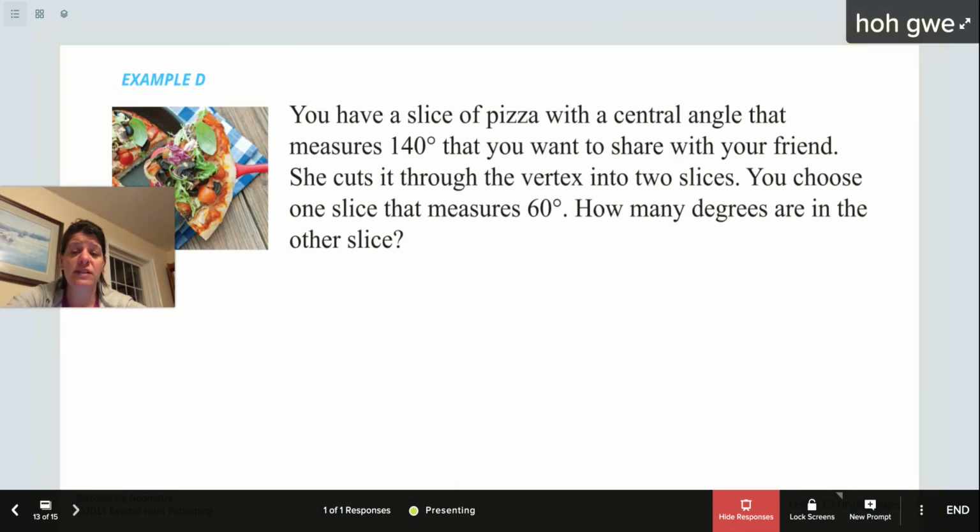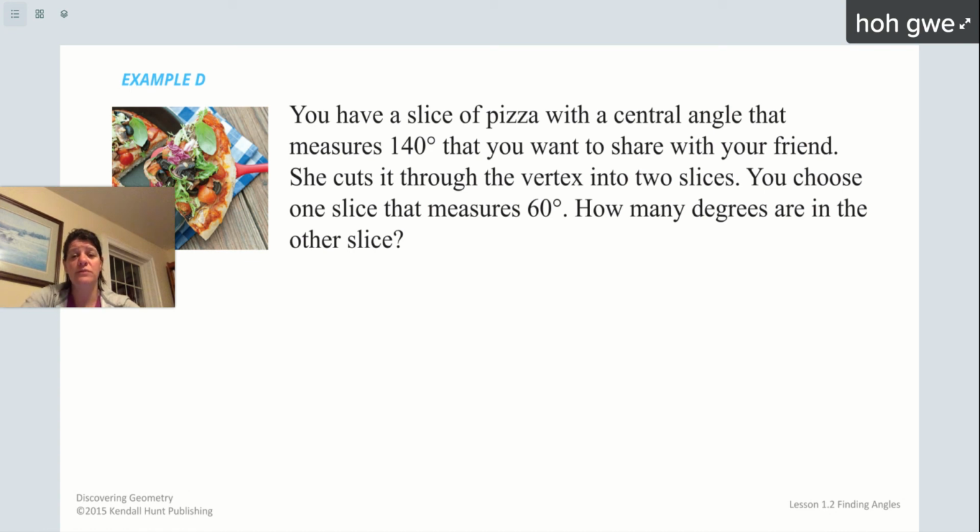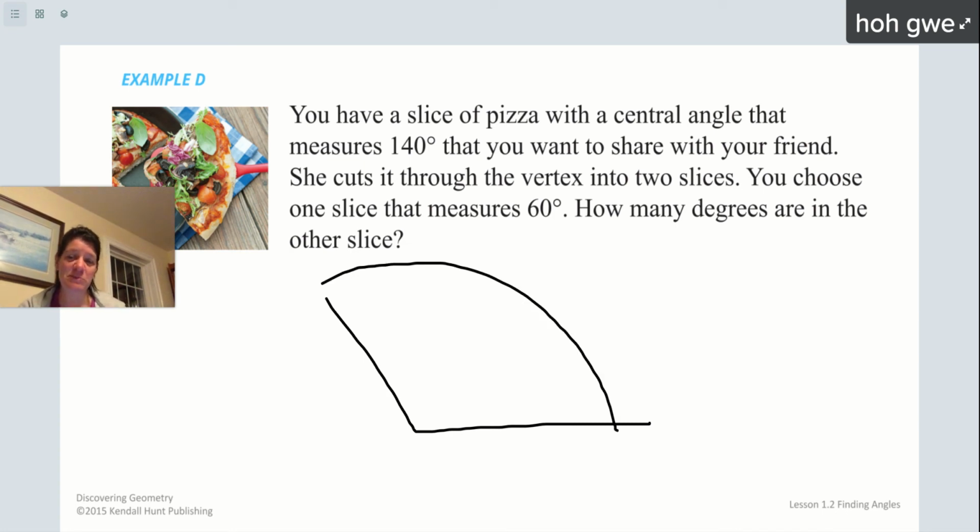Okay, I'd like you to take a moment to read this problem and try to solve it. All right, so we have a piece of pizza, and let's draw our slice. That's not even close to 140. Okay. There. So there is our slice of pizza, I guess. There we go. Which measures 140 degrees.